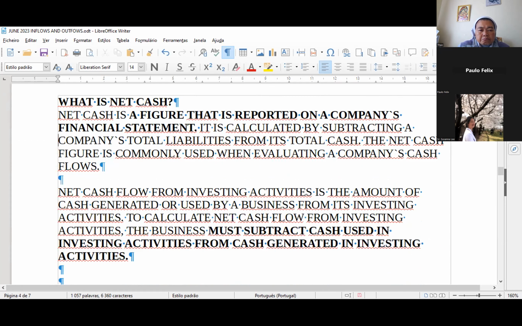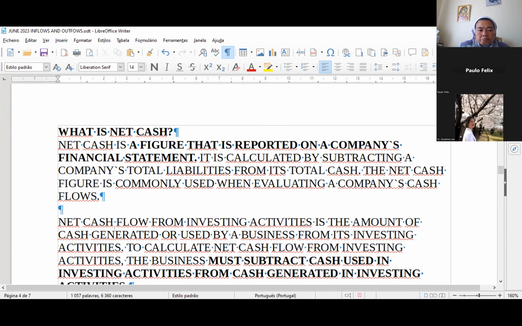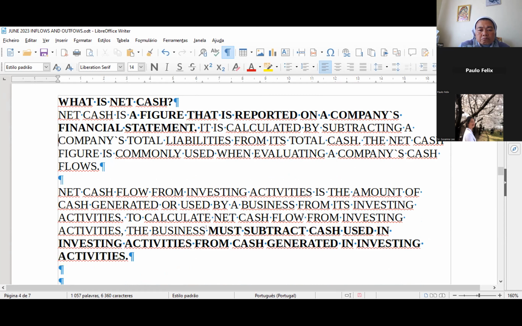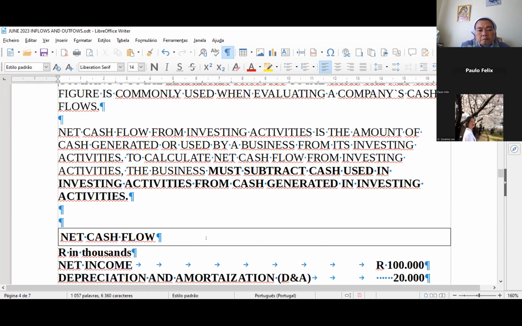Then net cash flow from investing activities is the amount of cash generated and used by a business from its investing activities. To calculate net cash flow from investing activities, the business must subtract cash used in investing activities from cash generated in investing activities.